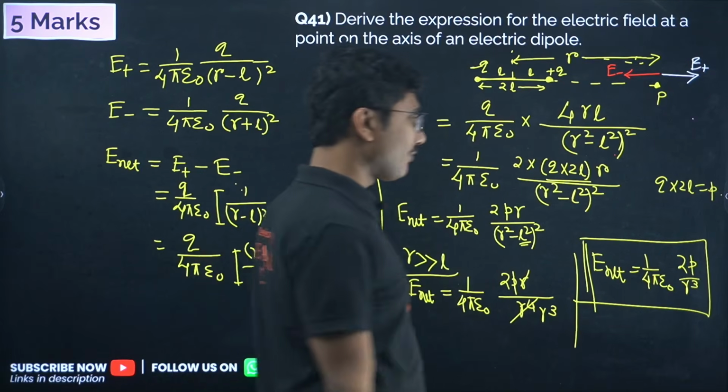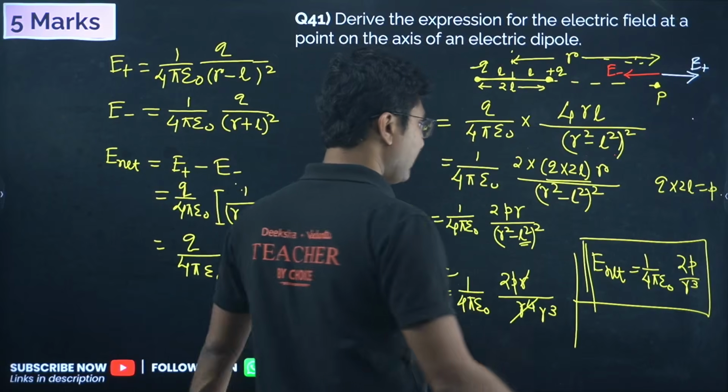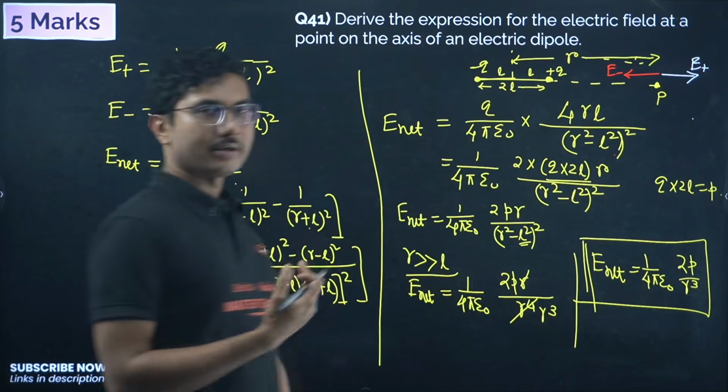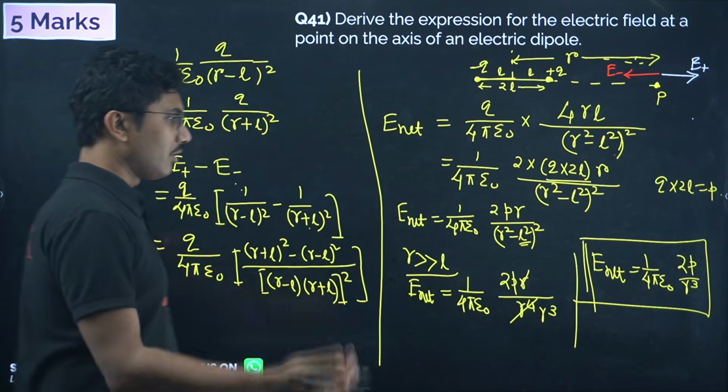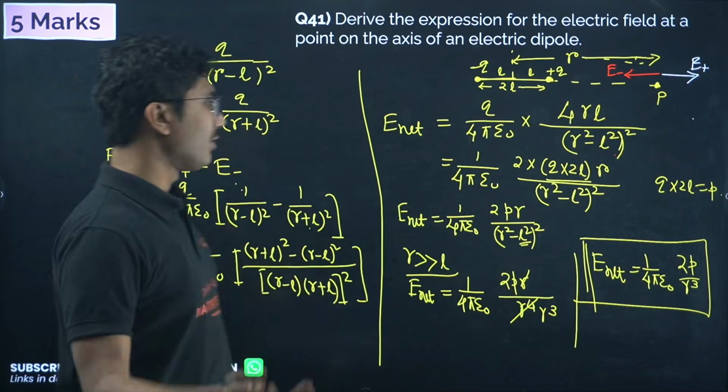You can write it in vector form as well. Electric field and dipole moment are in the same direction. But that is not required. If you are just looking for full marks, that is sufficient. Do not overextend it.